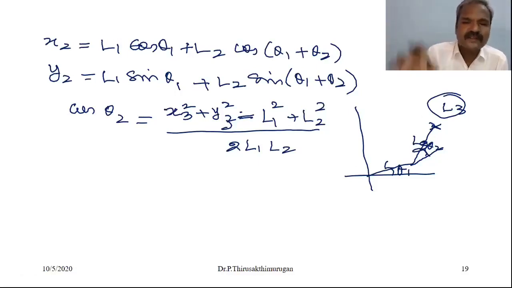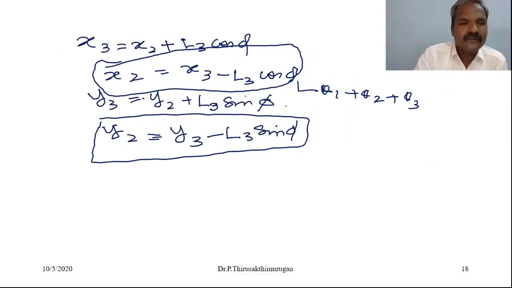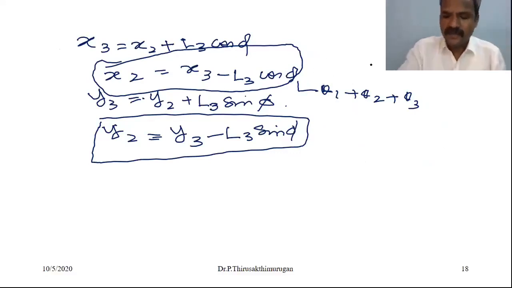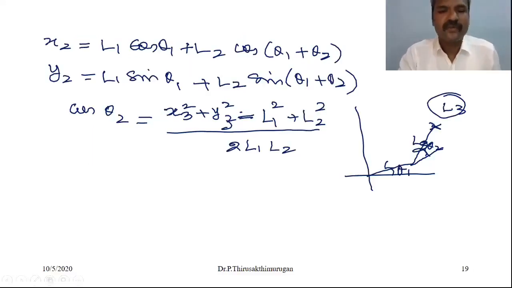Using two links, 2 degree of freedom robo, considering x3, the x2 equal to x3 minus L3 cos phi. Okay, our aim is to determine theta 1, theta 2, theta 3. First, we determine theta 1 and theta 2. So, how to determine theta 1 and theta 2? Using these two relations, x2, y2. Okay, up to x2, y2, you can easily determine using the parameters.